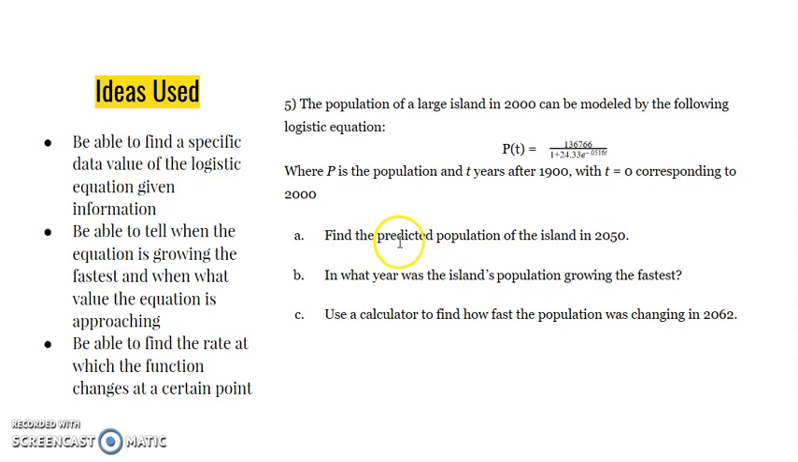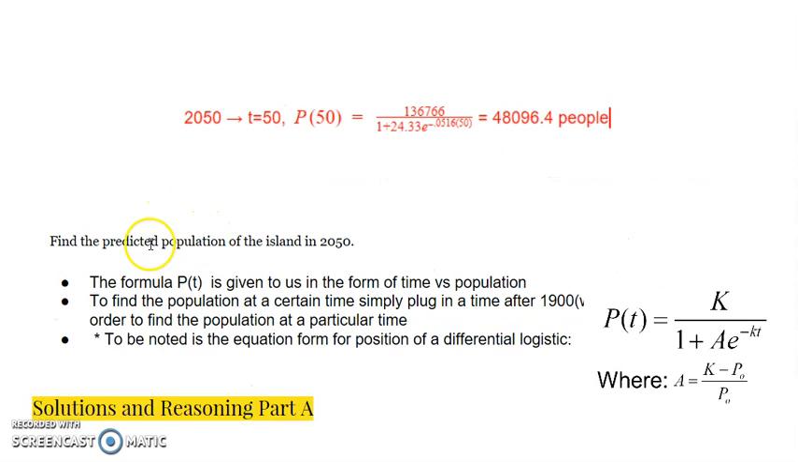So we need to find the predicted population of the island in 2050, in what year the island's population was growing the fastest. And for part C, it wants us to use a calculator to find how fast the population was growing in 2062. So let's go into part A, find the predicted population in 2050.